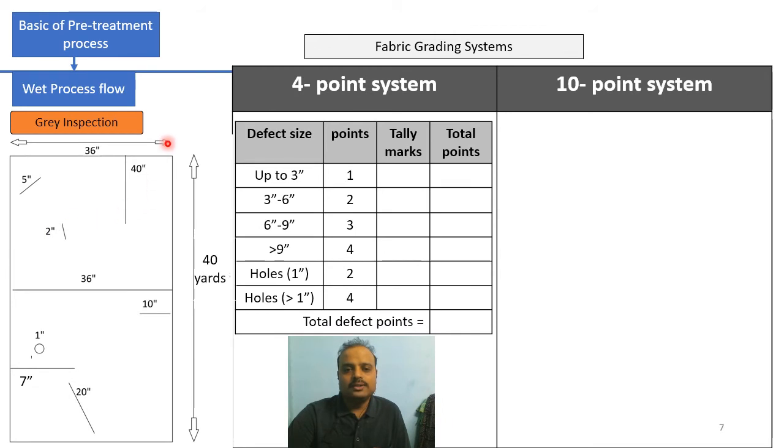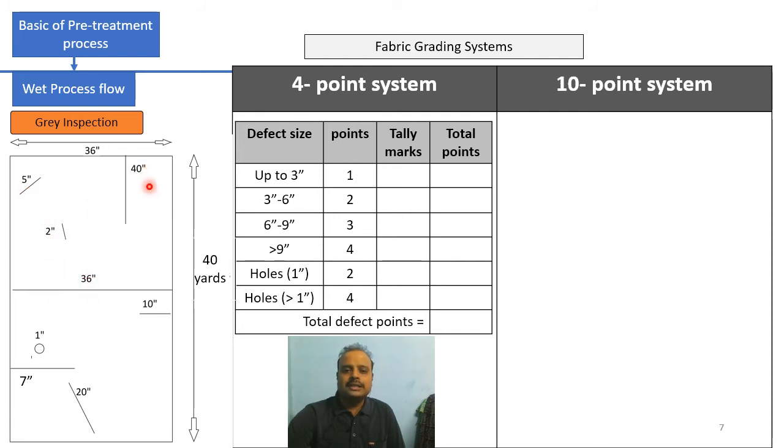So here you can see this is our fabric, which has a length of about 40 yard and a width of about 36 inch. This is the whole fabric, and the whole fabric has these defects. Let's say this is a vertical line. That vertical line defect has a 40 inch length. This is a diagonal line which has a 5-inch defect. Again a diagonal line, 2-inch defect, and 2-inch, 5-inch, 10.